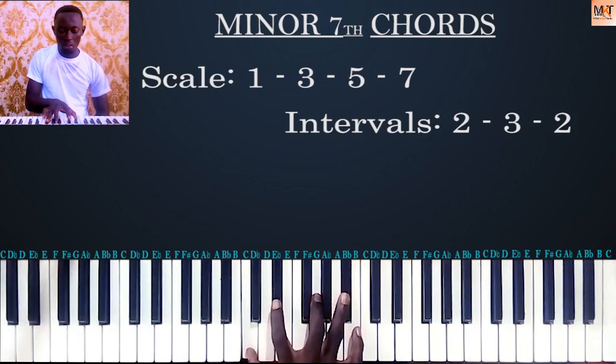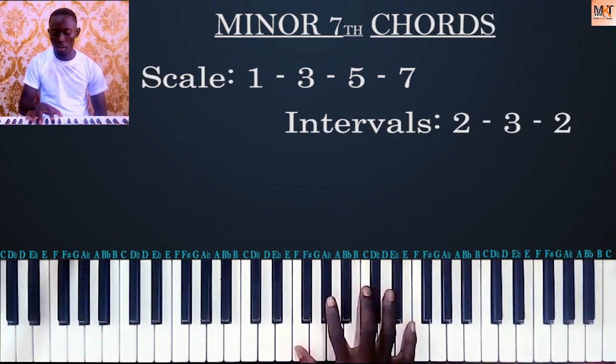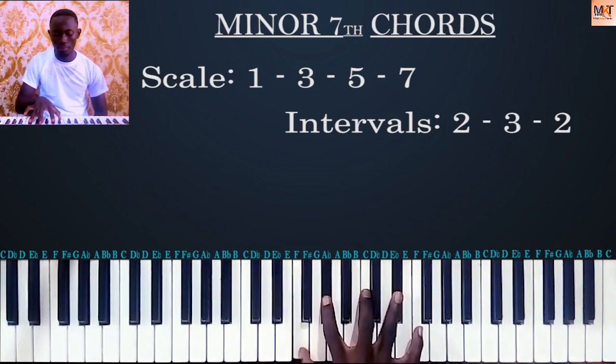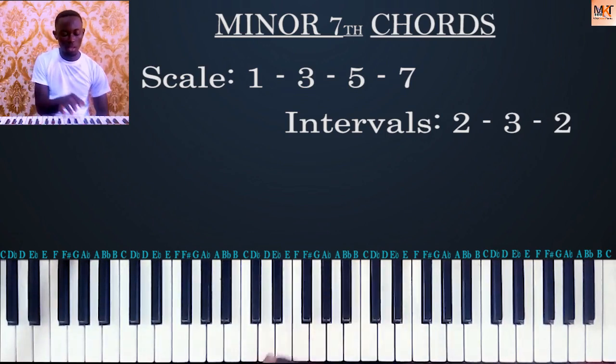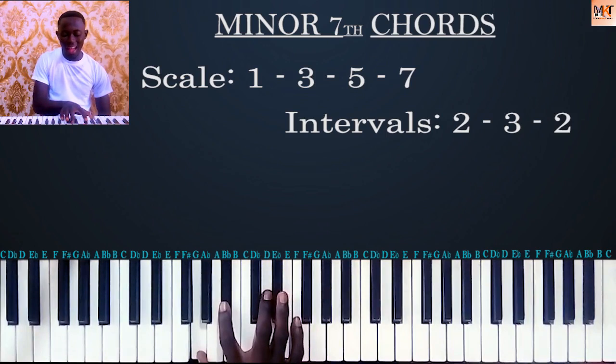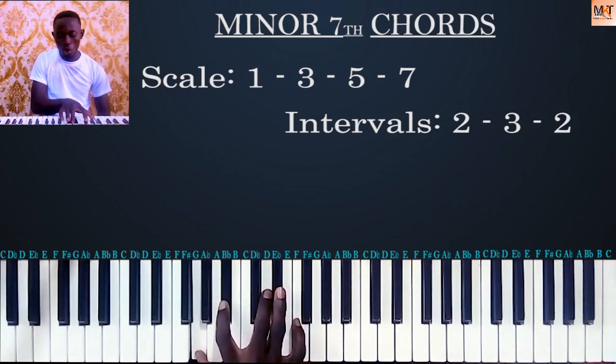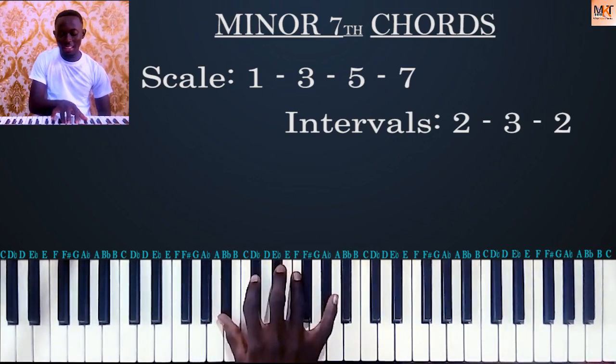So it's actually 1, 3, 5, and then 7, like that. F minor 7th, 1, 2, 3, like that. But not this, like that. G minor 7th, G minor, and then add the 7th note on the scale to it, like that. B flat minor 7th, B flat minor, and then add the 7th note to it.